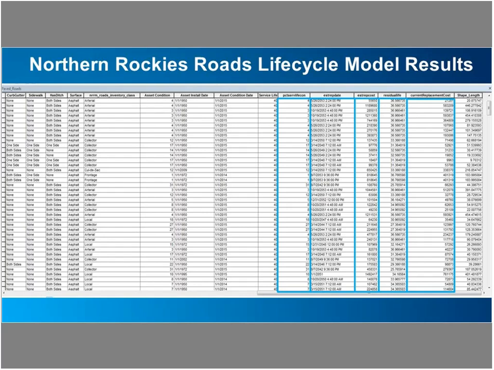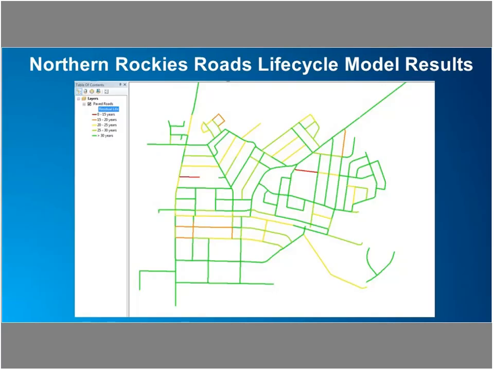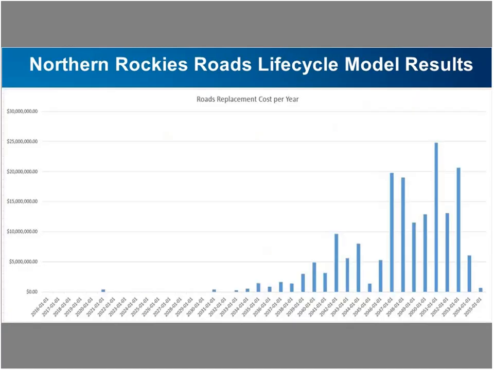As a result of that, they're able to easily develop a thematic map of their road network, identifying streets that need to be replaced in the near term and in the long term as well, quite simply. And also the ability to generate an asset investment plan in terms of cost of replacement on a year-by-year basis.